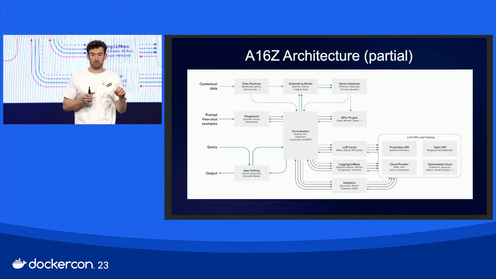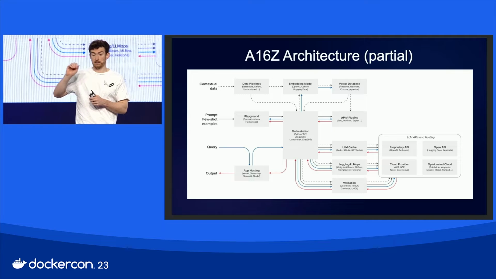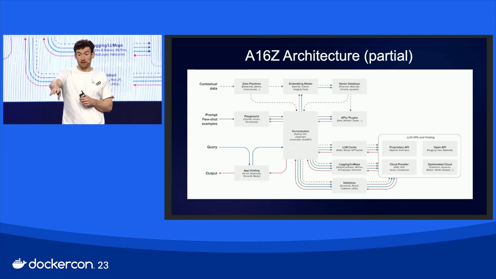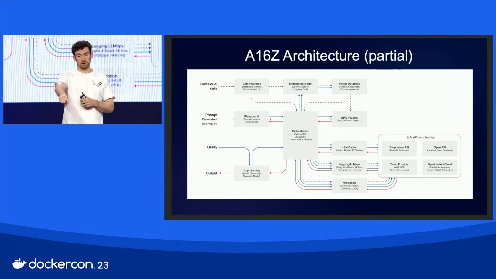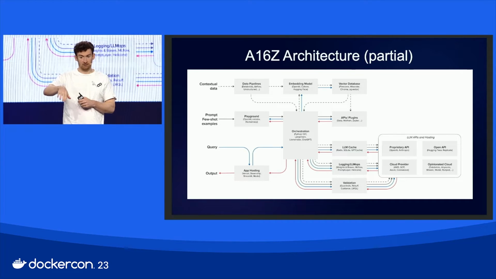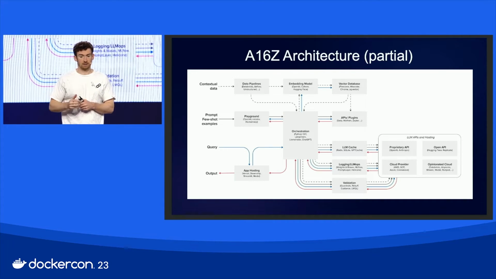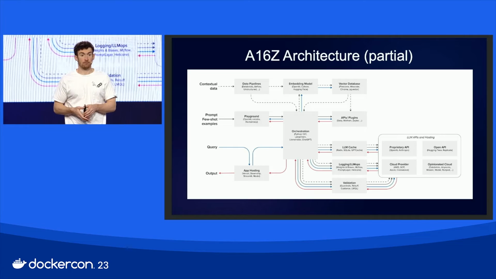You've got Playground, you've got APIs and plugins. At the top level, you have the contextual data, so data pipelines, embedding models, vector databases, and if we were to extend that today, we'd also put other databases like graph databases and SQL there. Then you've got all the infrastructure at the bottom with the LLM cache, logging, LLM ops, validation. You can even zoom into that more. And then you finally get to the app hosting.